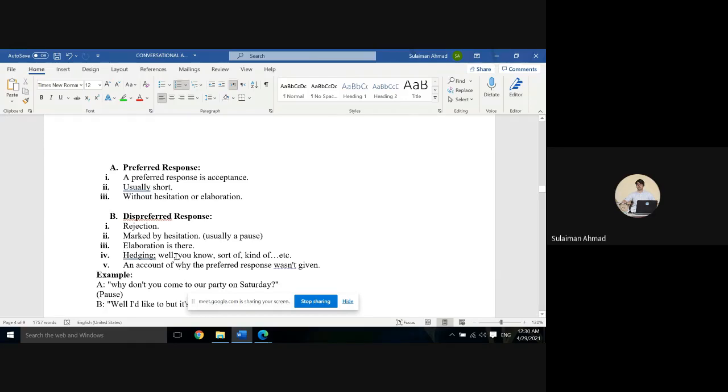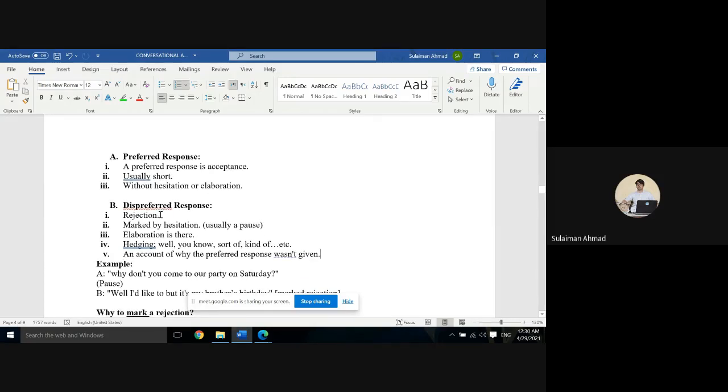And an account of why the preferred response wasn't given. An account, we give the reason. I have got this and that activity, these things in my schedule, that is why I did not come to join your party or to join your marriage ceremony, right? So that is why I told you that this dispreferred response is long, while preferred response is usually short.